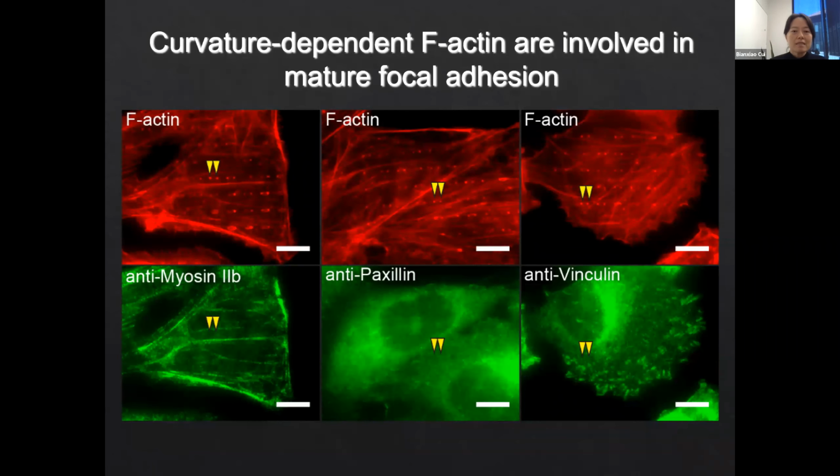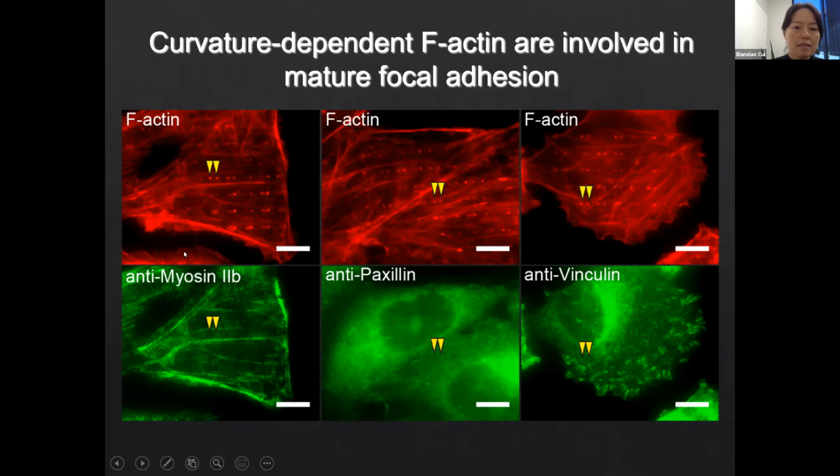So when we see the actin on nanopillars, the first hypothesis we have is maybe those actin facilitate cell adhesion. Therefore, we decided to look at adhesion molecules: myosin, paxillin, and vinculin. In each pair of images, it is the same location, same cell.